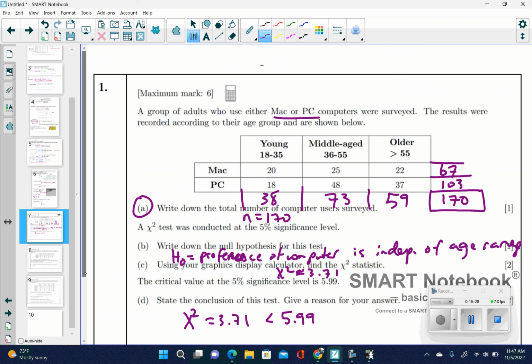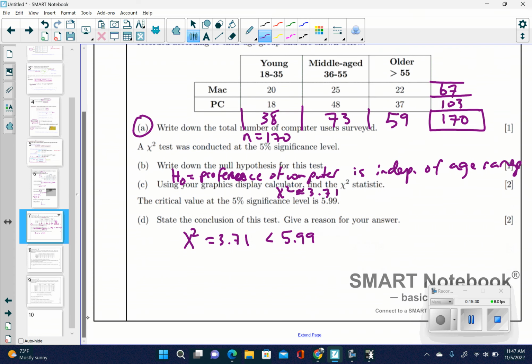Sorry. All right. So we say we do not reject the null hypothesis. Okay, we're going to accept the null.